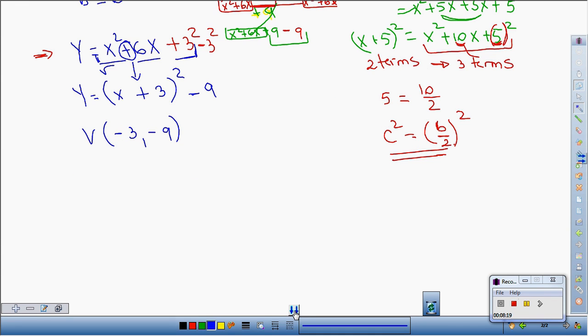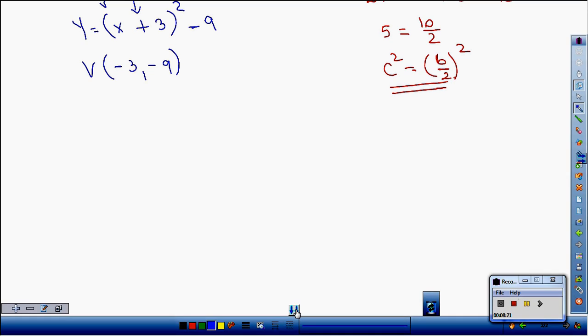Let's try one more example where my relationship is not as simple as this one. So let's say that I have y equals 2x squared plus 16x minus 5.